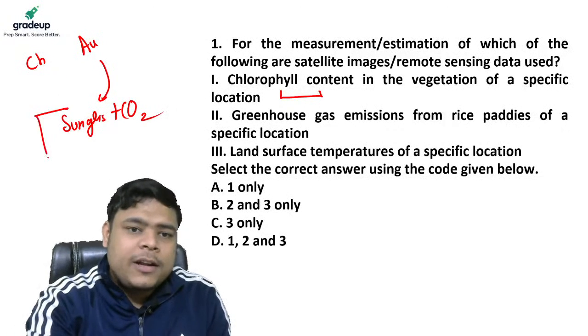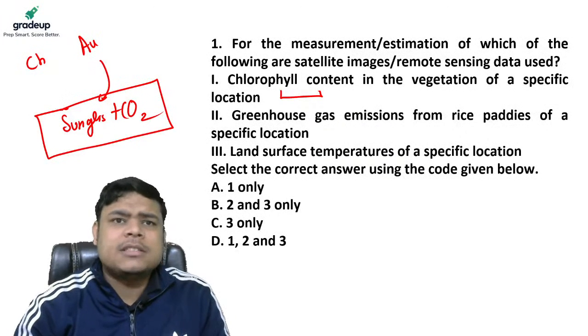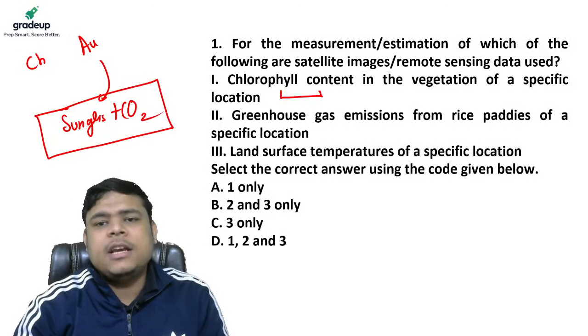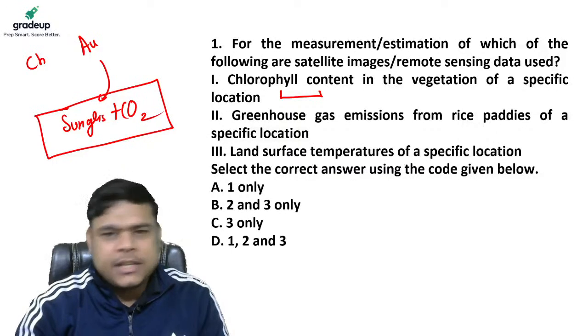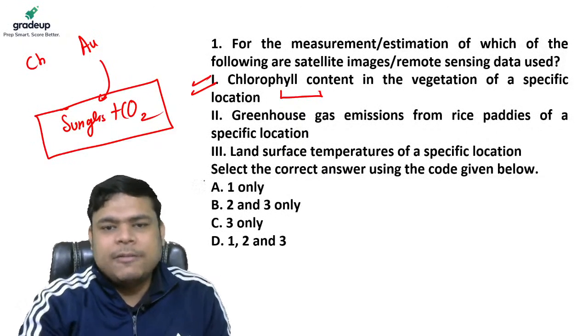Now, this chlorophyll definitely looks green, and hence, if we have some kind of spectrum in our satellites, we can detect the content of chlorophyll in that vegetation. So this must be correct. Statement 1 is definitely correct.